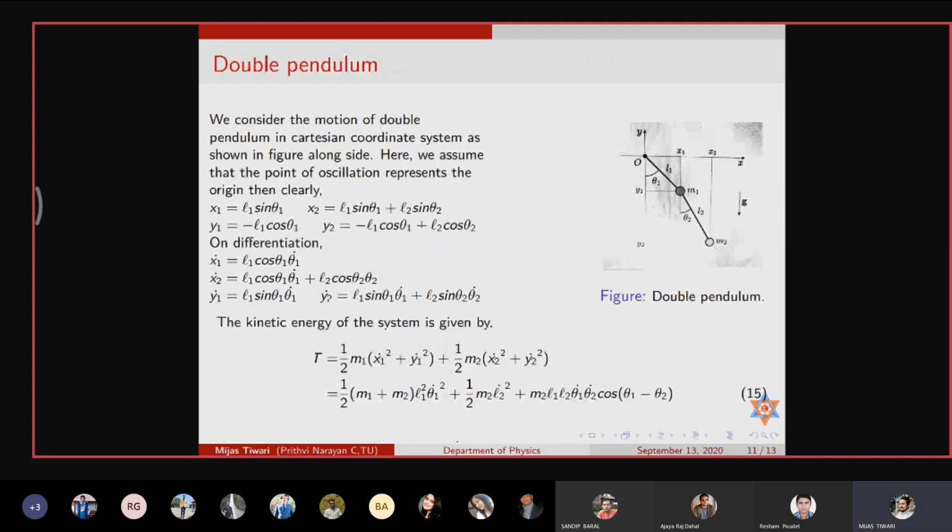So, do I need to explain the double pendulum also, sir? Hello.